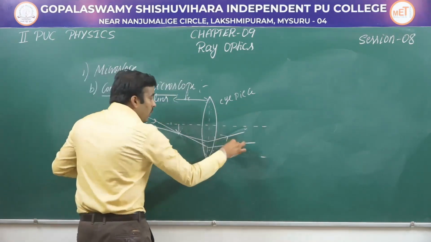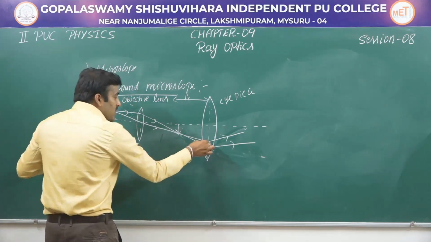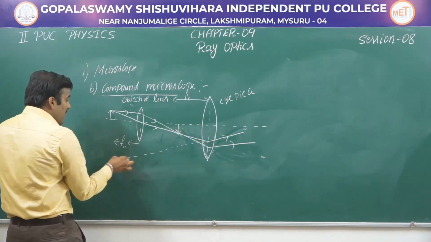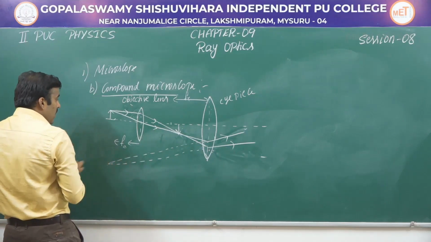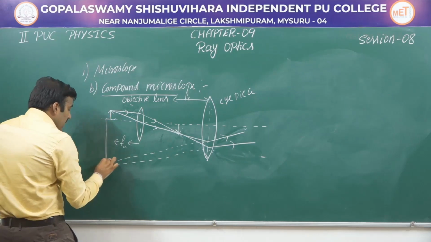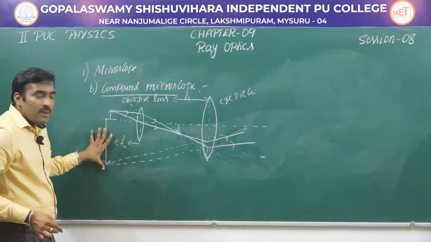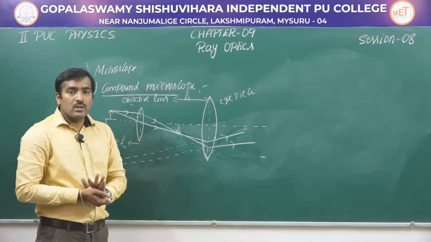Okay. Now, if I produce these two diverged rays in a backward direction, if I retrace them in a backward direction, somewhere here they can meet. Okay. Then near the object, an image which is a magnified image is going to form. So this is how compound microscope works.